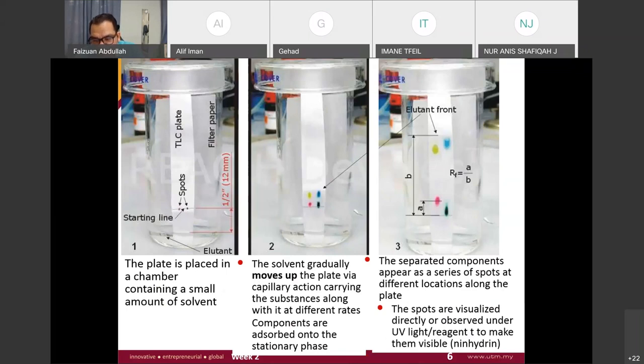The spots are visualized directly or observed under UV light or with a reagent to make them visible. Some of the spots can be visualized using UV light or any reagent because they cannot be seen by our naked eye. Some of the compounds will be seen under the UV light, or we need to put some reagents to see the final spot.